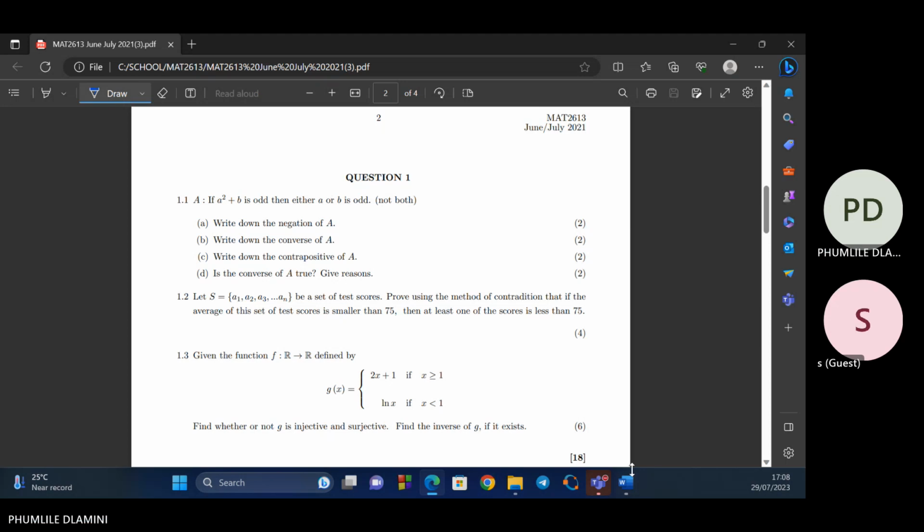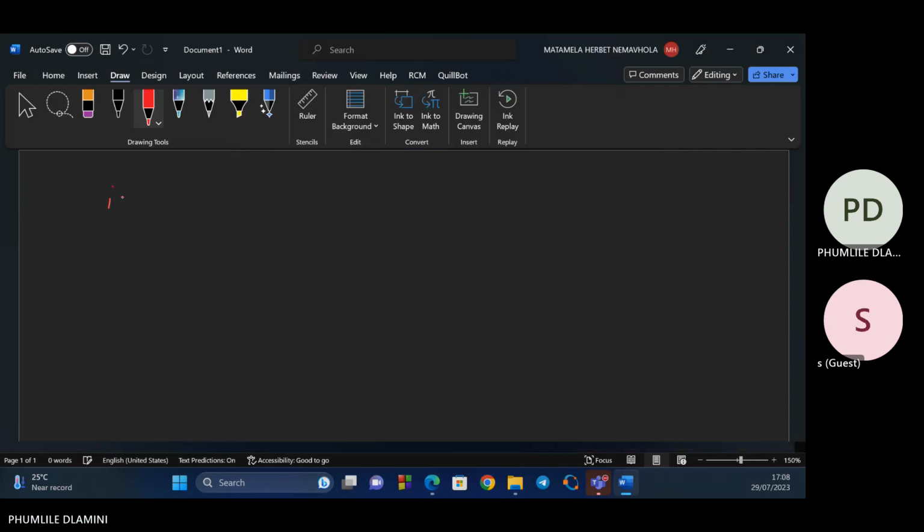If A squared plus B is odd, then A and, changing the or to and, B is even. So that's a negation of this statement. This is the first one.